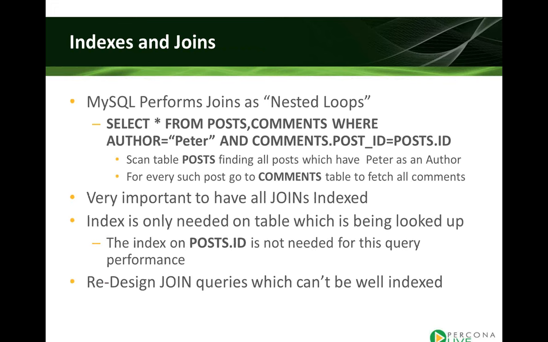Let's talk a little bit about indexes and joins. The thing you need to know about MySQL is that it performs all joins using the nested loop method. Let me explain what that nested loop method is. Let's imagine we have again a very simple data schema where we have comments and posts. Let's retrieve all posts by user Peter and all their comments. What MySQL will do in this case is scan the posts table first, finding all rows which have Peter as the author, and that may be indexed, or it may be a full table scan, right?